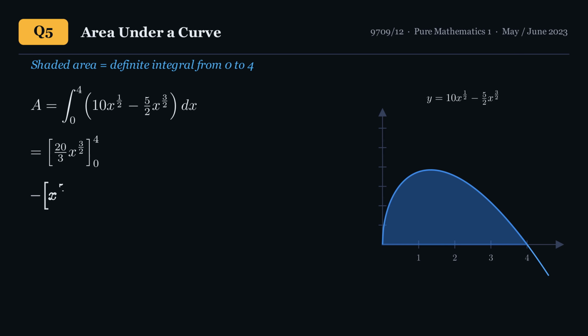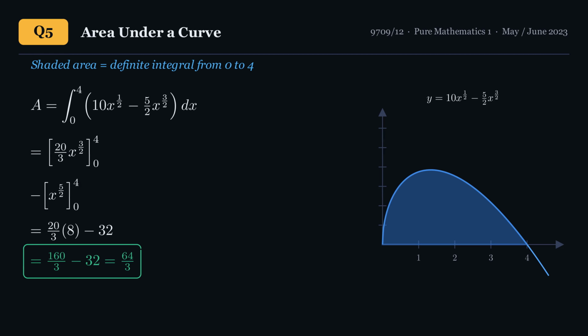Integrate the second term, minus 5 over 2 times x to the 3 halves. Substitute x equals 4. 4 to the 3 halves is 8. Simplify to 64 over 3. Remember the power rule, add 1 to the power, then divide by the new power. The area is 64 over 3. And that completes question 5.